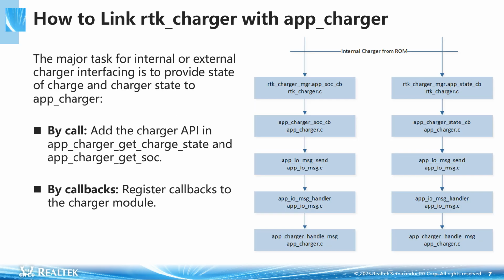The main task of the internal or external charger interface is to provide the app charger with the state of charge and the charger state through call and callback methods. By call, it's necessary to add the charger API to the functions app charger get charge state and app charger get SoC. By callbacks, register callbacks to the charger module, and these callbacks will eventually send state of charge and charger state in the form of messages using the function app IO send. These messages will be handled in function app charger handle MSG. Then, app charger is responsible for reporting the information to other application modules.